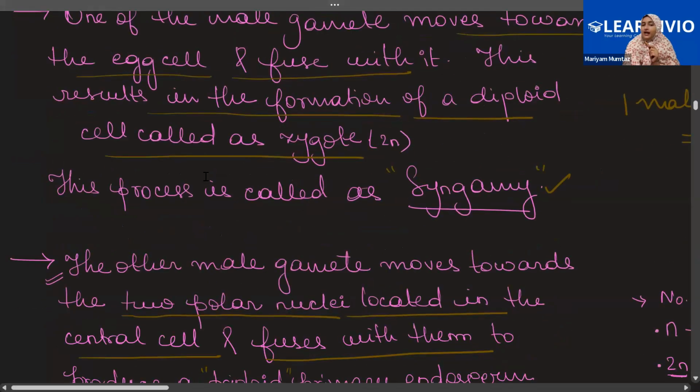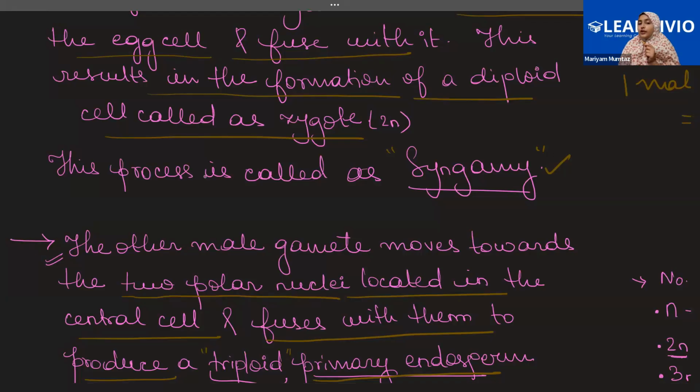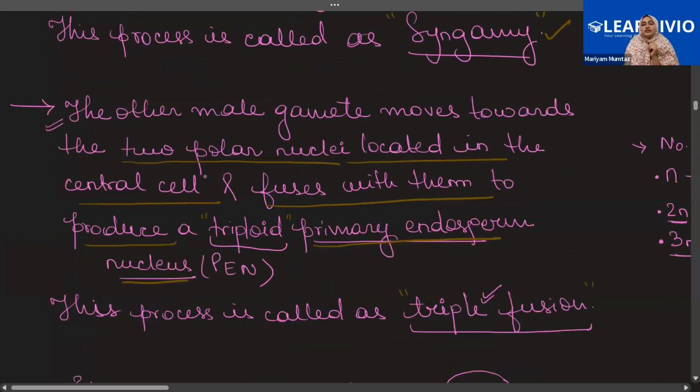Later on, the other male gamete, the one that is still left, will move forward and fuse with the two polar nuclei. Now see, the process wherein the male gamete fuses with the female gamete and forms the zygote is called syngamy. Syn means fusion, gamy is gametes. So the fusion of gametes is syngamy.